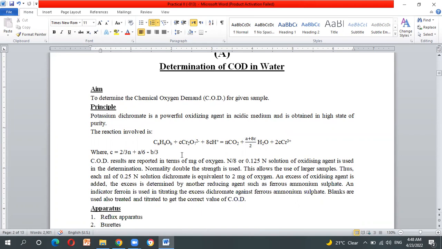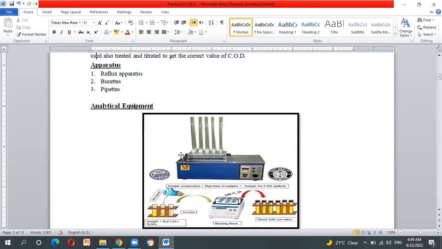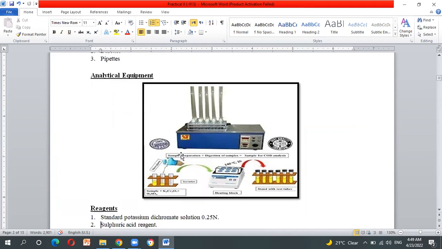An excess of oxidizing agent is added. The excess is determined by another reducing agent such as ferrous ammonium sulfate. An indicator, ferroin, is used in titrating the excess dichromate against ferrous ammonium sulfate. Blanks are used to treat it and titrate it to get the corrected value of chemical oxygen demand. Apparatus involved in this practical are reflux apparatus, burettes, and pipettes, and this is the analytical equipment of chemical oxygen demand.